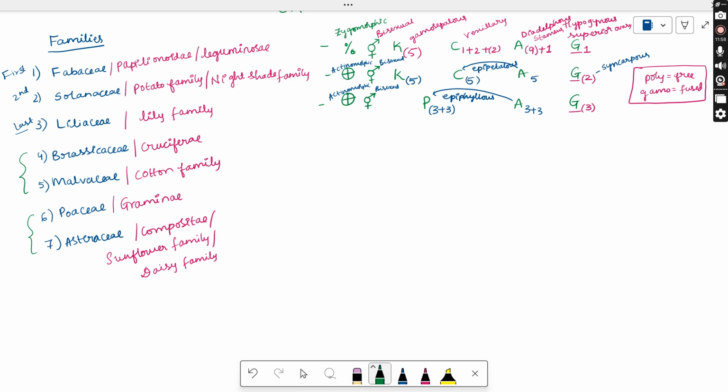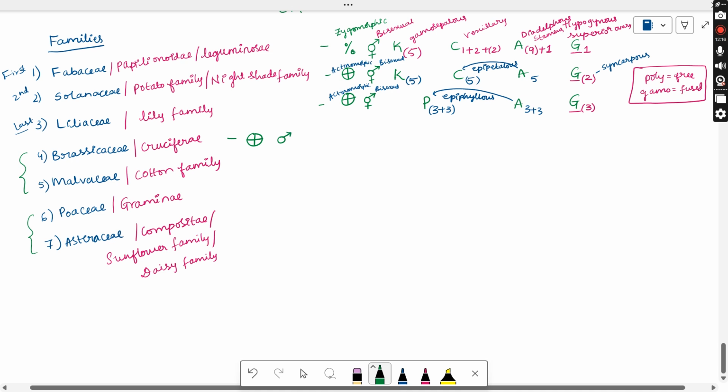Next we'll go with the Brassicaceae. Brassicaceae belongs to the Cruciferae. Now the flowers of this are actinomorphic in condition, or they are showing the radial symmetry. And they contain both the male and female reproductive parts, that is bisexual. And let us write K C A G. So here, as it is the fourth one, let us see, 2+2, 4, right?